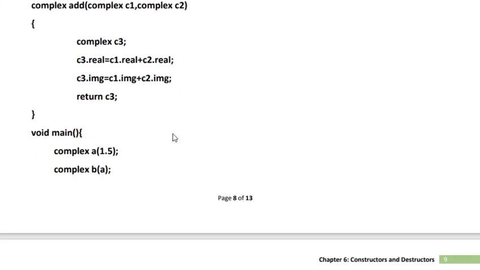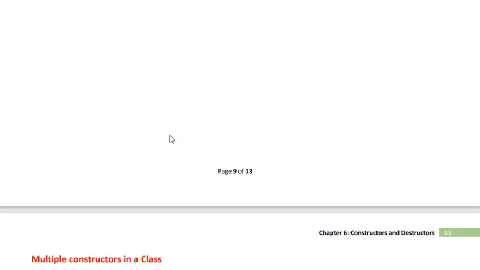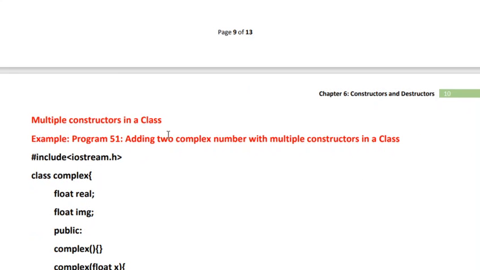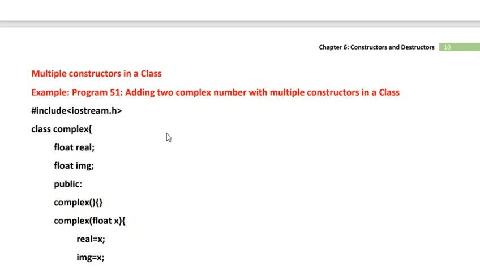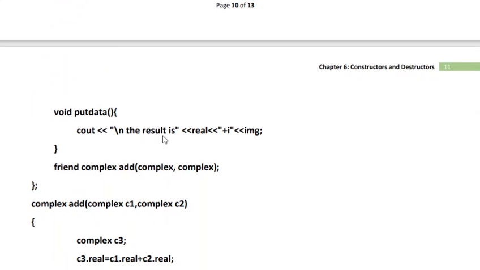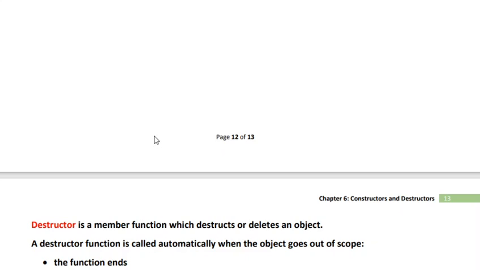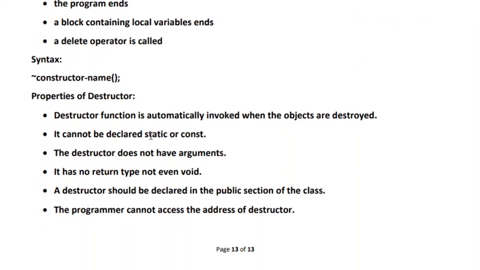Then we have learned about having multiple constructors in a particular class. We have reframed the same example, including different types of constructors, and we have tried to see what the result would be. And then we moved on to destructors. We have learned what a destructor is, when a destructor is actually called, and what the properties of the destructor are. So this will end the sixth chapter that we have.